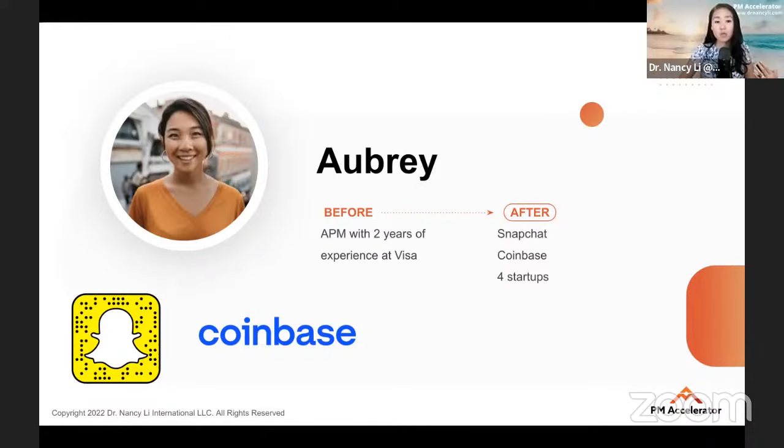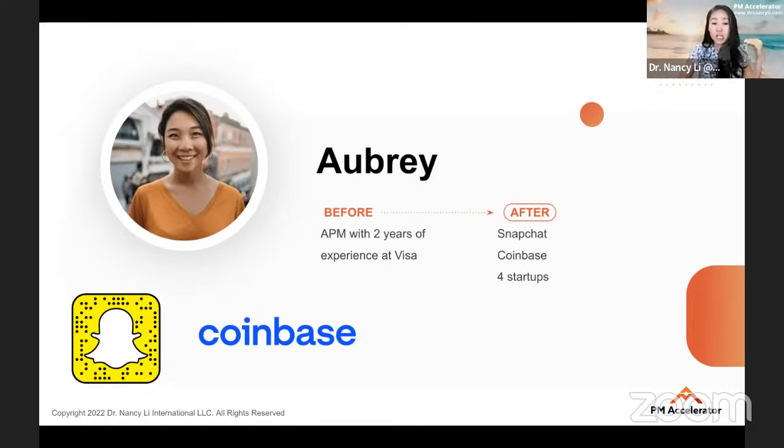First of all, Aubrey's challenge was more around her years of experience. Lots of you may be saying, you know what, she was able to join Coinbase and Snapchat because she already had an APM title. But do you know that Aubrey's goal was to double her salary?